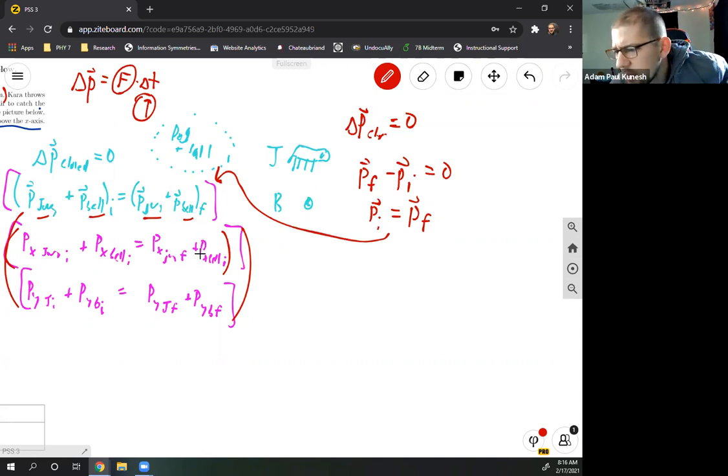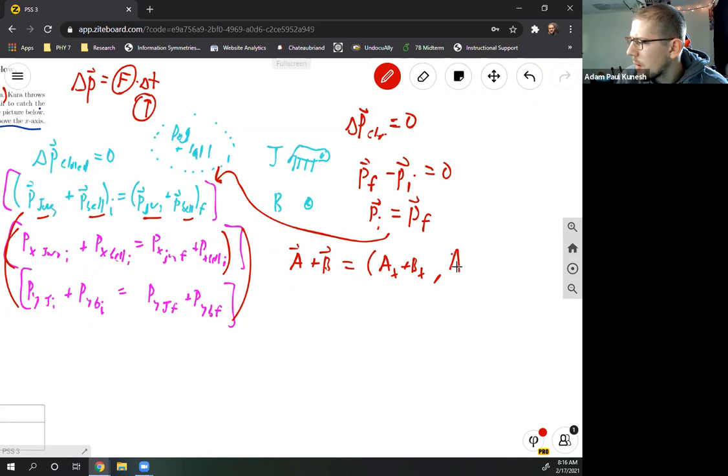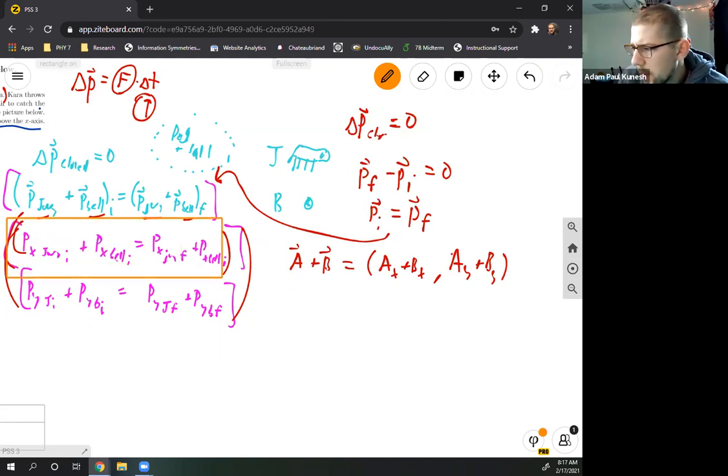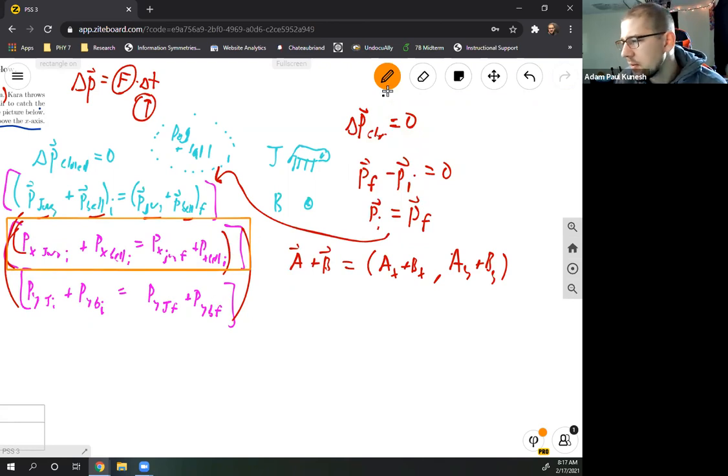What I did from there is I just split this vector equation into its two parts. When I add together two vectors, A plus B, I've got two parts to that sum. I've got the x component, ax plus bx, and the y component, ay plus by. So I've split it up into its two parts. This upper equation tells me that the change in momentum in the x direction is 0.